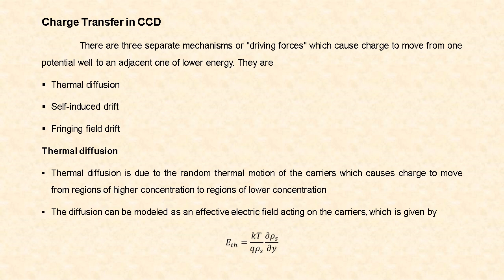This diffusion can be modeled as an effective electric field acting on the carriers, which is given by E_TH = (kT/q)(1/ρ_S)(∂ρ_S/∂y). Here ρ_S is the surface charge density along the transfer direction y, k is the Boltzmann constant, T is the temperature in Kelvin, and q is the charge.